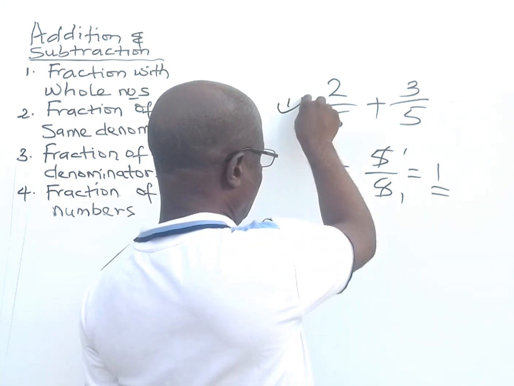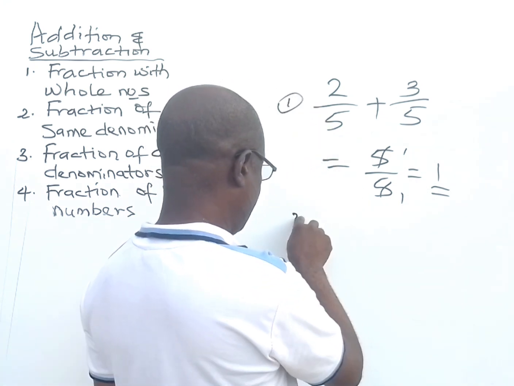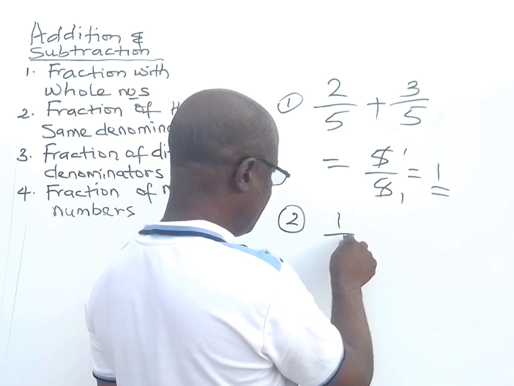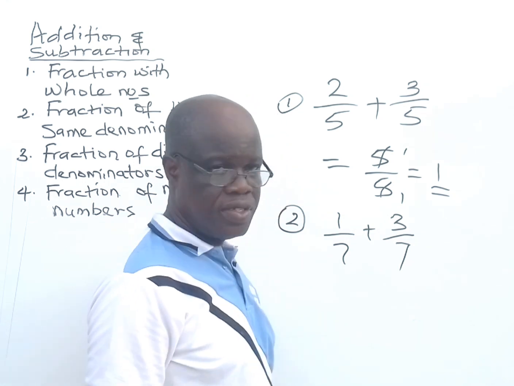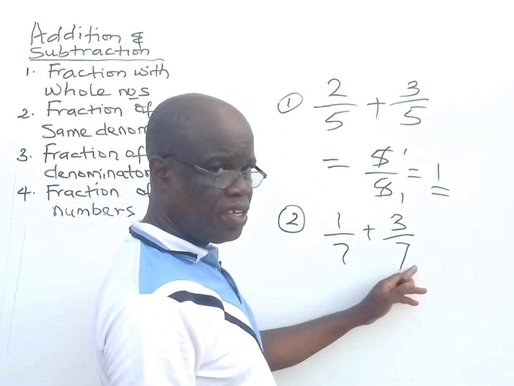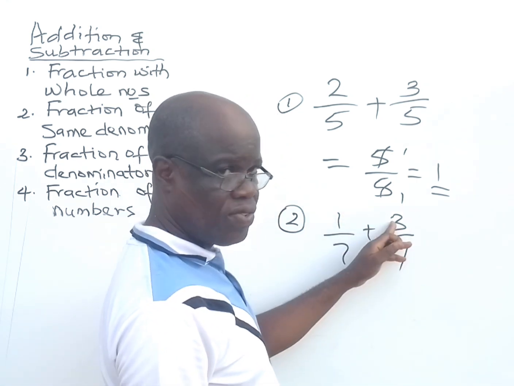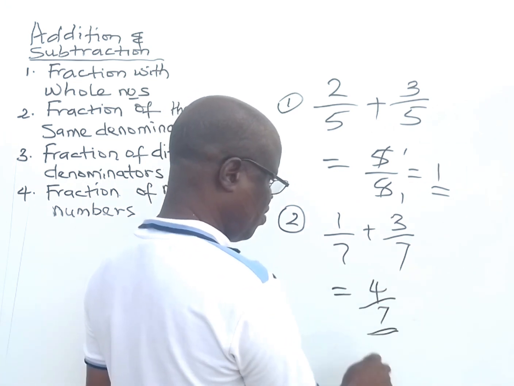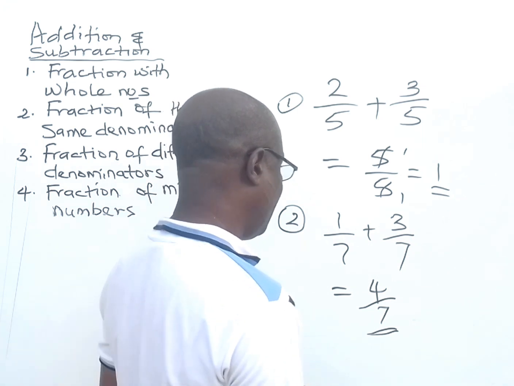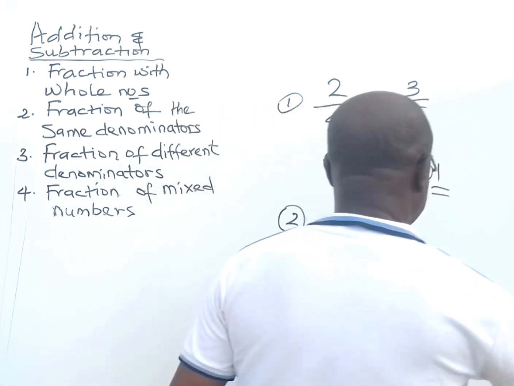So we can look for another example. Like if you have 1 over 7 plus 3 over 7. So this is the same denominator here. So just add this and this. 1 plus 3 equal to 4 all over 7. So that's all. Now let's look at the next one.